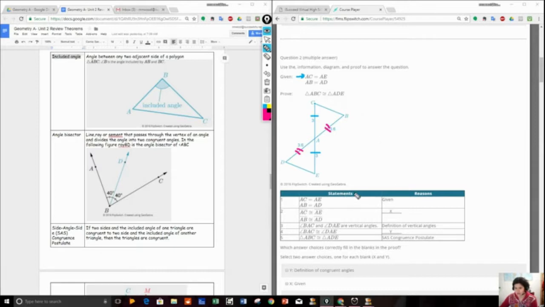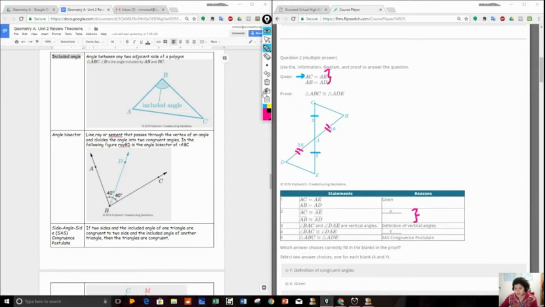So I'm looking at this proof. It says AC is equal to AE and AB is equal to AD. Given. Yes, that was all right here. Now it says line segment AC is then congruent to line segment AE, and line segment AB is congruent to line segment AD. And the reason is left blank, so we need to fill in that reason.